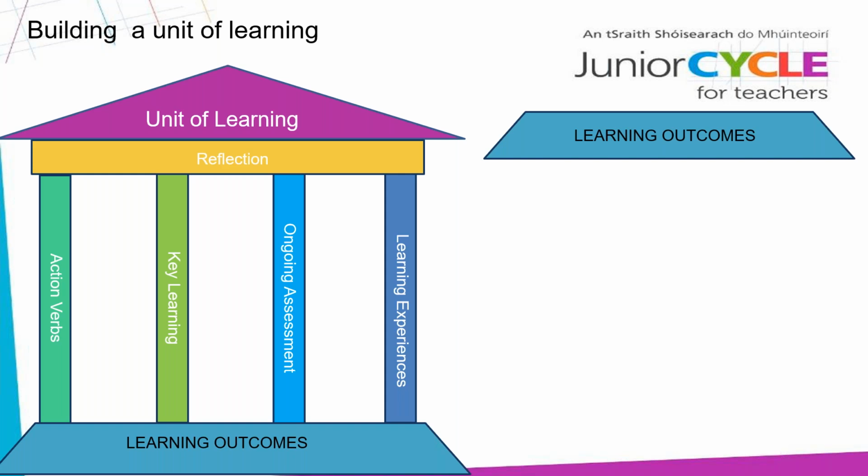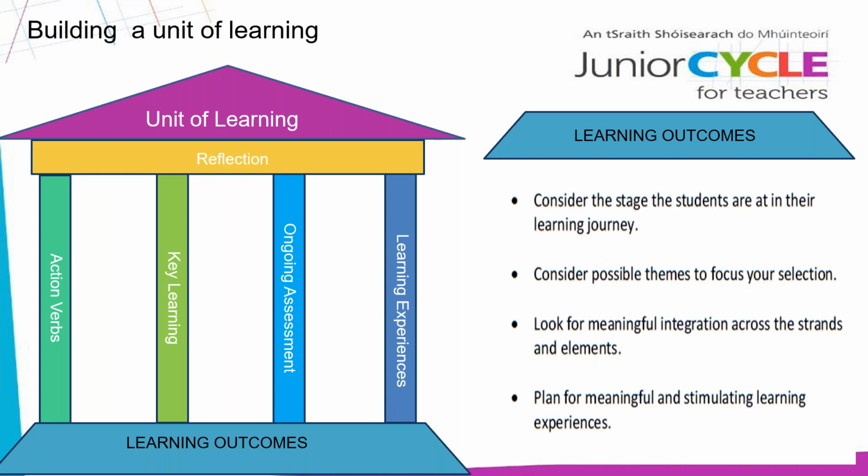So with that, I'm going to focus in on step 1 here. Okay, so the learning outcomes, and I have some suggestions of things we should consider or we could consider when selecting our learning outcomes to build our unit of learning. So we need to consider the stage the students are at in their learning journey, consider possible themes to focus our selection, look for meaningful integration across the strands and elements, and plan for meaningful and stimulating learning experiences.